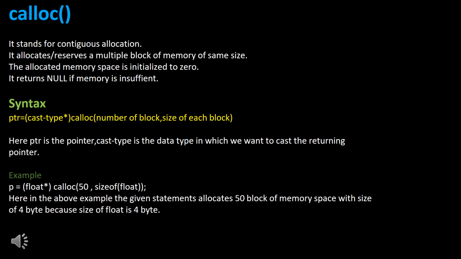This allocates memory for 50 blocks of 4 bytes each. Since a float is typically 4 bytes, this totals 200 bytes. What makes calloc distinct is that all memory is initialized to 0, eliminating the need for manual initialization in many cases. This is especially useful in scenarios where uninitialized memory could cause errors.